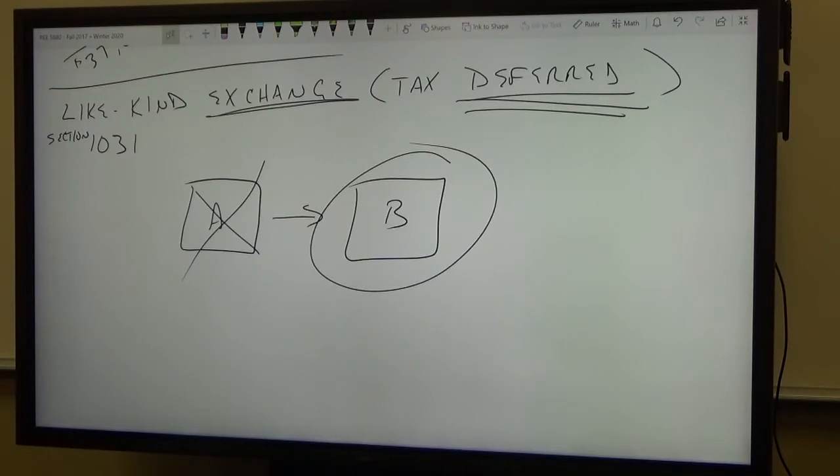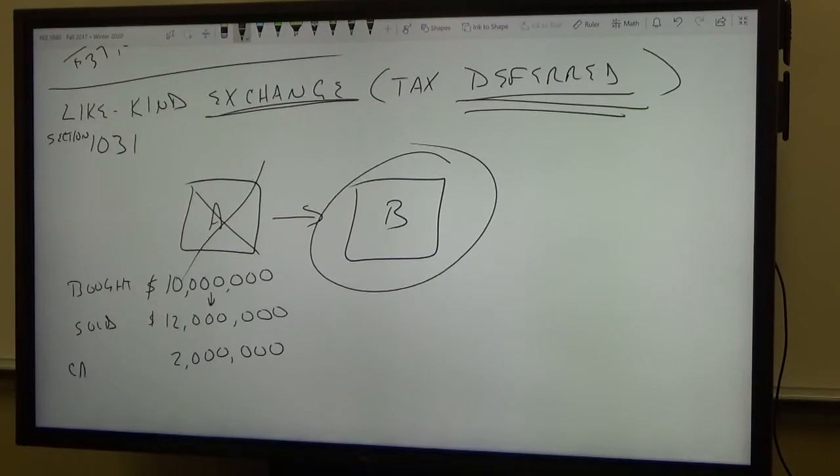So, how much did we originally buy A for? Give me a dollar amount. 10 million. Okay, we bought it for 10 million. How much did we, in essence, sell it for? Or what was its value at the time of where we're going to do the exchange? 12. Okay, so that would represent basically a $2 million capital gain.